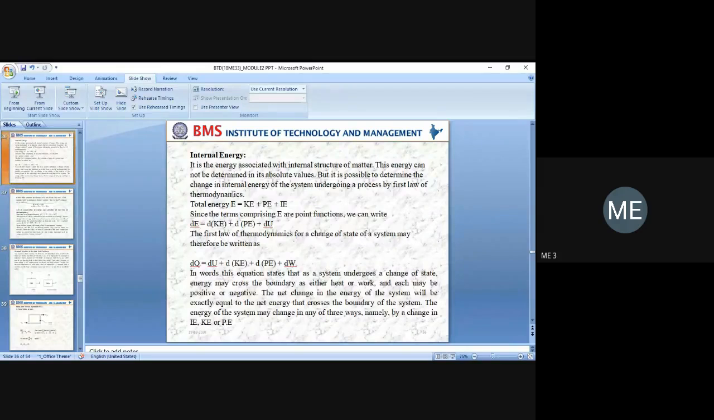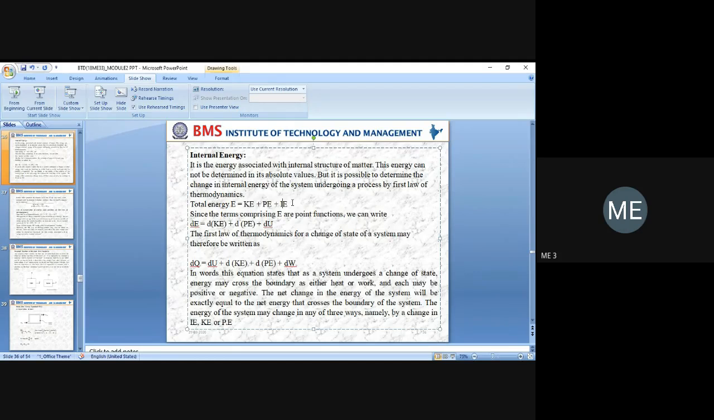Next, I'm going to explain the internal energy. We studied Q minus W equals delta E, where Q is heat added to the system and W is the work done by the system. The net energy Q minus W equals the change in internal energy, that is delta E. Now the total energy is given by E equals kinetic energy plus potential energy plus internal energy. So whenever you consider a system, we have the total energy associated with KE, PE, and IE. IE is internal energy.